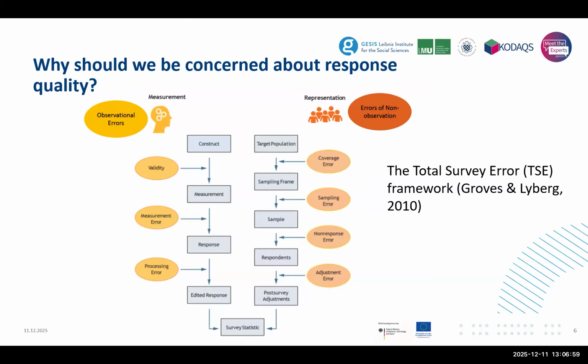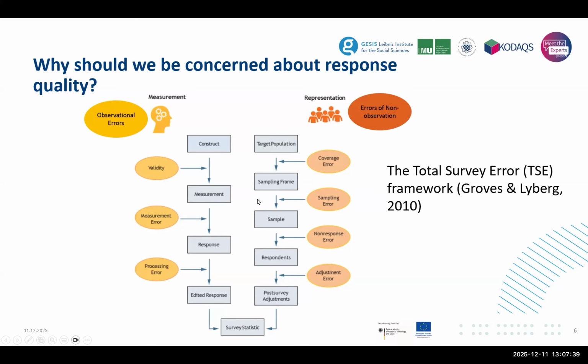So what that basically means, when we first turn to the representation dimension, is that these are errors that may arise from not observing specific respondents or specific units that are actually in your target population. For example, what we see here is non-response error, which is a very prominent error source, and this arises when those respondents who reply to your survey or who complete your survey are systematically different from the ones that you basically don't get an answer from, don't get information from.